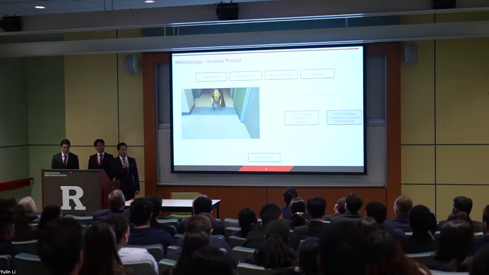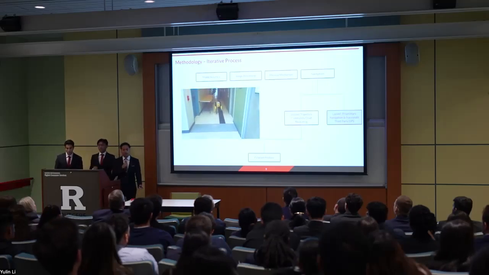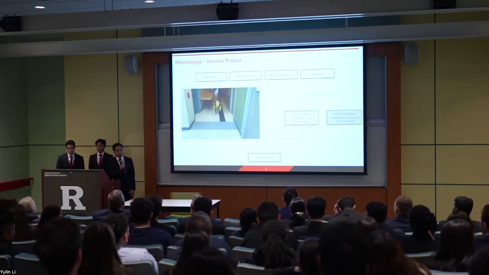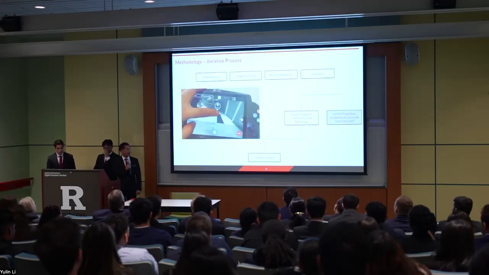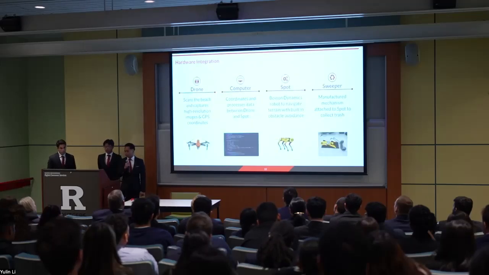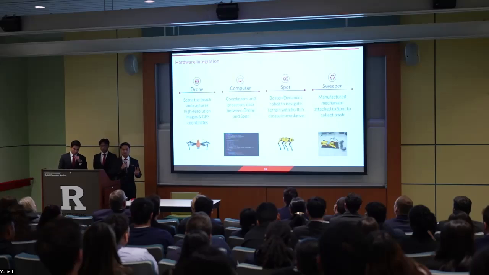So we tried third-party GPS. However, that didn't really work out too well because of accuracy. Therefore, we used trajectory commands that are already built into Spot and dead reckoning alongside it in order to ensure that Spot was able to traverse through the terrain. So onto our hardware integration. It consists of 4 pillars: the drone, the computer, the Spot dog, and the sweeper.